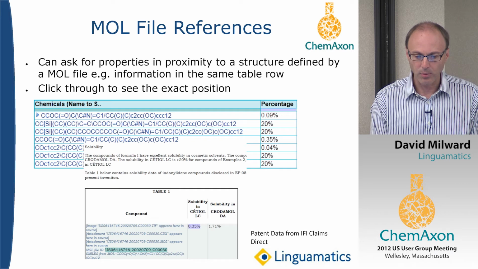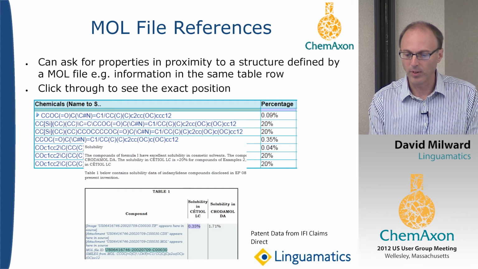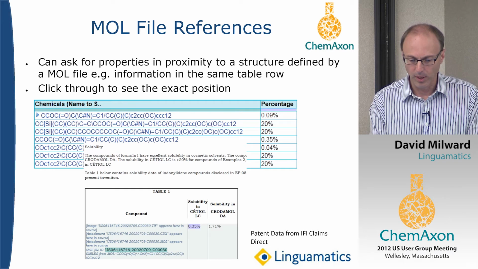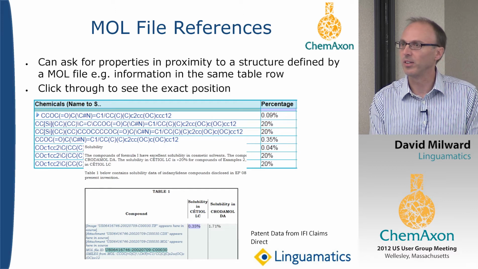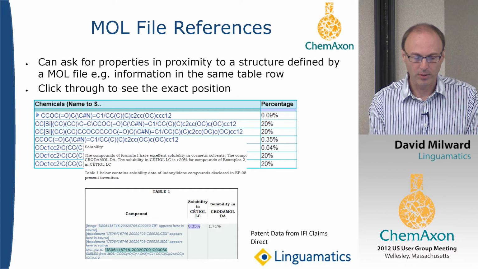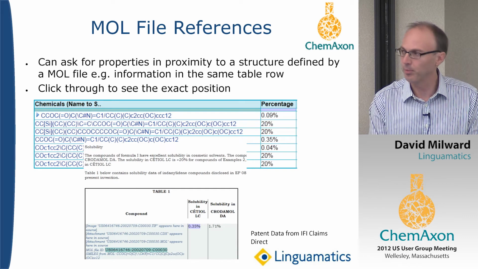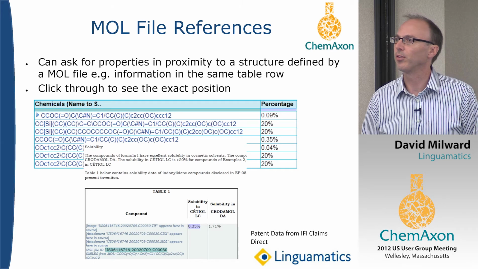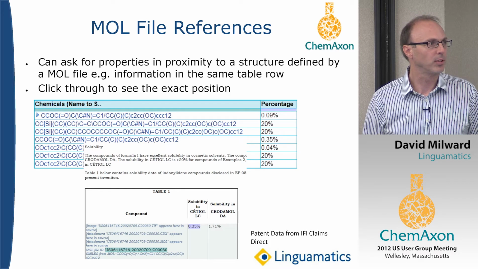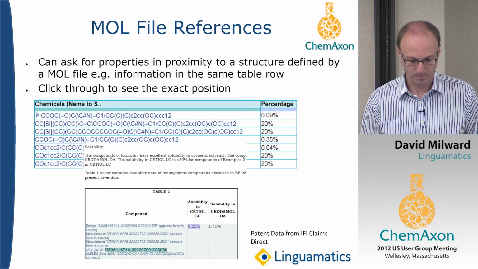Once we've done that, we're then getting out the SMILES strings for the mol files. And similarly, in this case, we've got mol files mentioned in tables. We're pulling out solubility percentages within that table. So again, we're connecting to the precise position of a mol file in the document so we can extract information that's mentioned about the particular compounds.